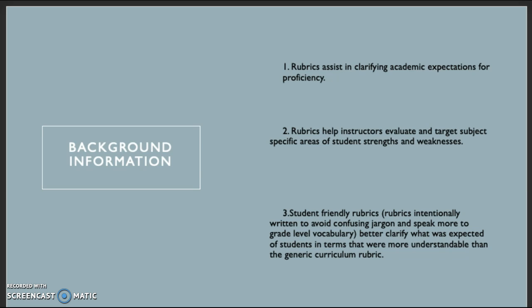Some more background information about rubrics. Rubrics assist in clarifying academic expectations for proficiency. Rubrics help instructors evaluate and target subject-specific areas of student strengths and weaknesses. Student-friendly rubrics, which are rubrics intentionally written to avoid confusing jargon and speak more to grade-level vocabulary, better clarify what is expected of students in terms that are more understandable than the generic curriculum rubric.